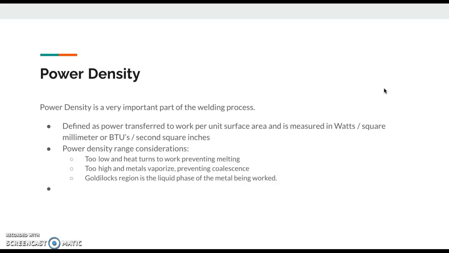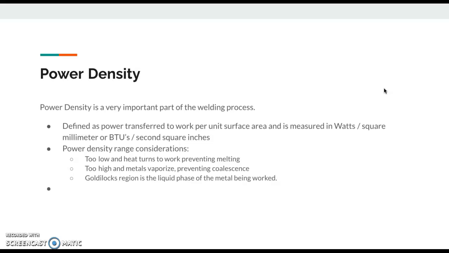Generally, some of the things that we have to think about are, if our power density is too low, then the heat just gets dispersed across the material itself, and so nothing melts. The conductivity of the material works against us, and then there's no melting. And if there's no melting, there's no flow, and so we don't actually get a welded joint.